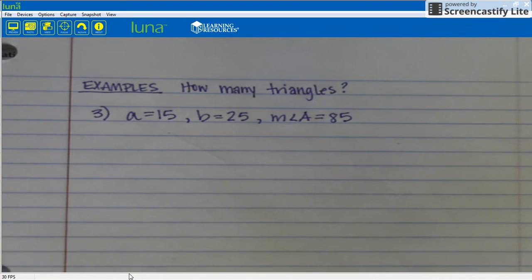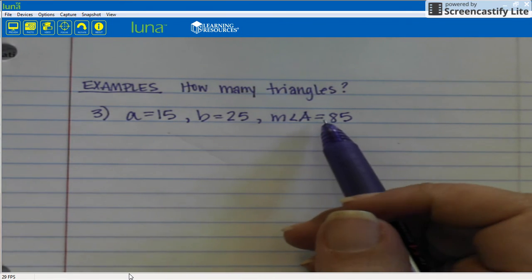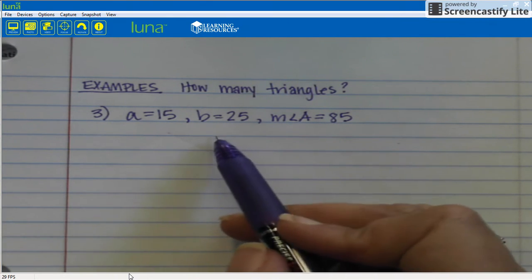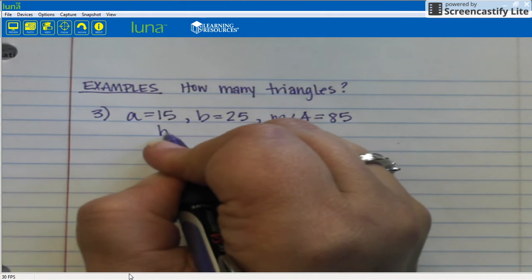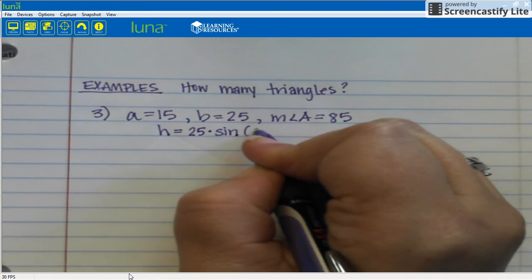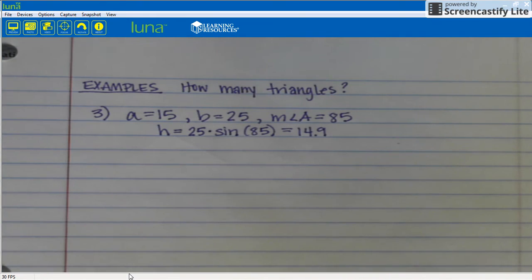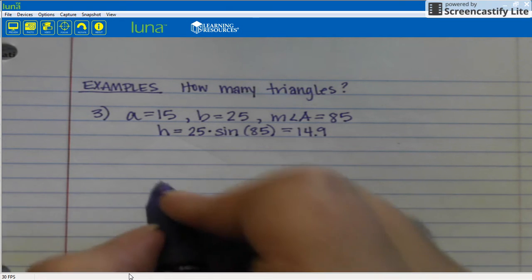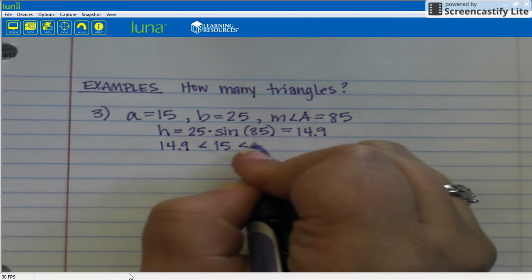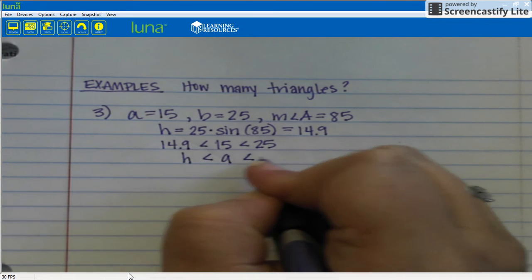then you ask yourself 2 questions. One, am I acute or obtuse with my angle A? So we're acute. So we're going to be looking at 3 different scenarios, either not a triangle, one triangle, or 2 triangles. And so I need to find my value of H. To find H, I'm going to take my B value and multiply it by the sine of my angle. And when I do that, this is going to give me 14.9. And so now I compare it to my value of A. So I have 14.9 is less than 15 is less than 25. So this means H is less than A is less than B.